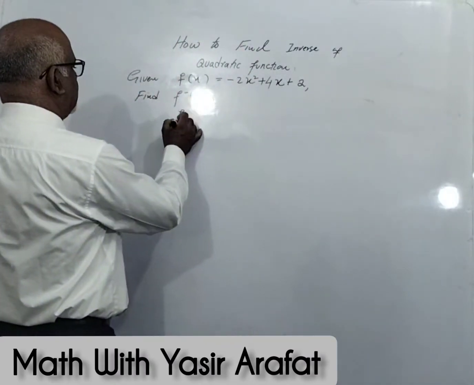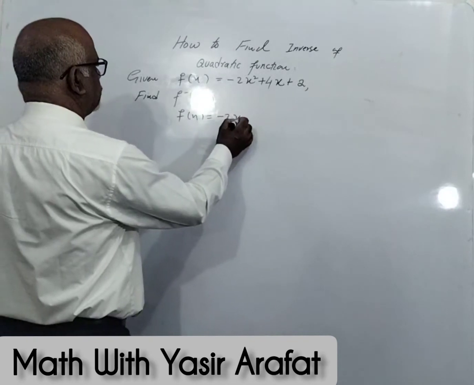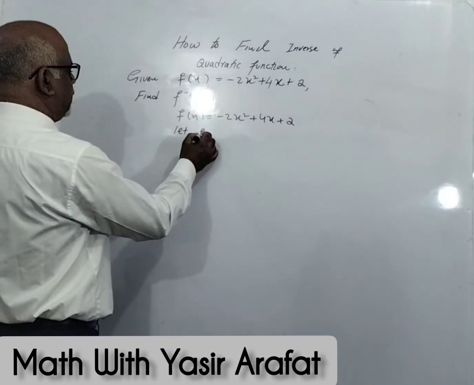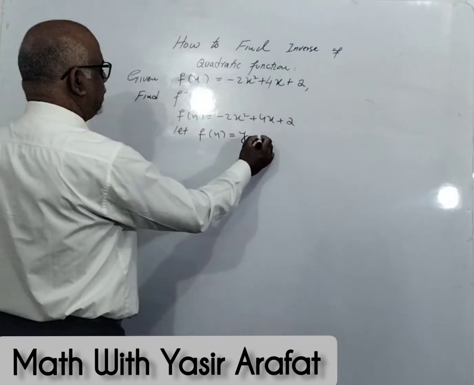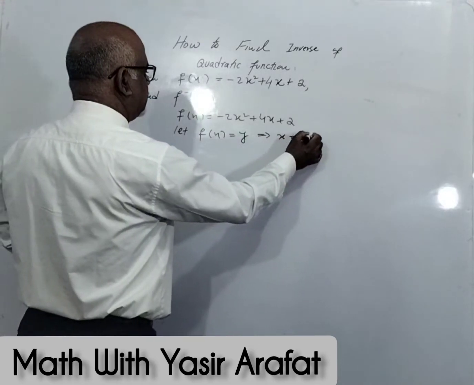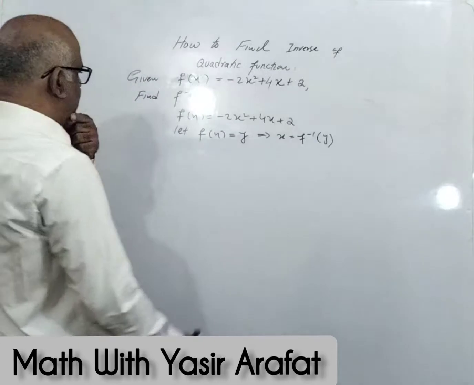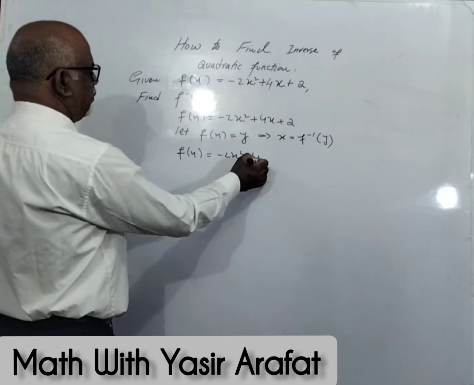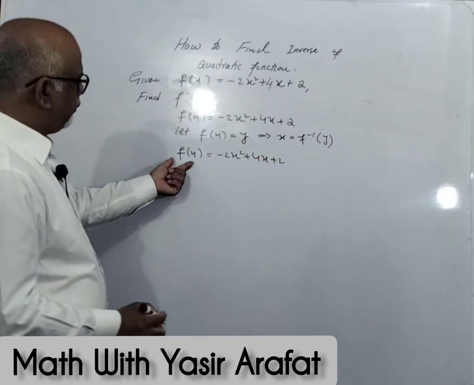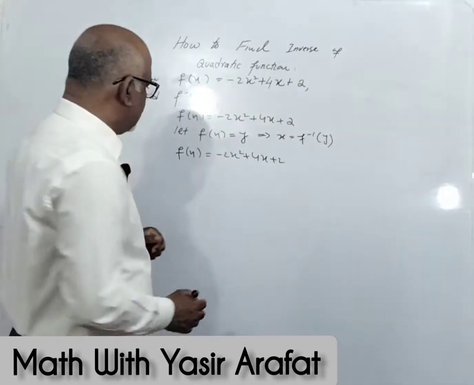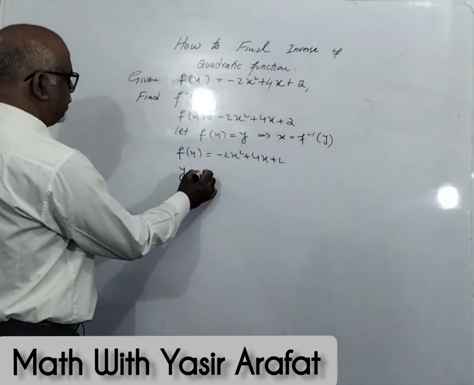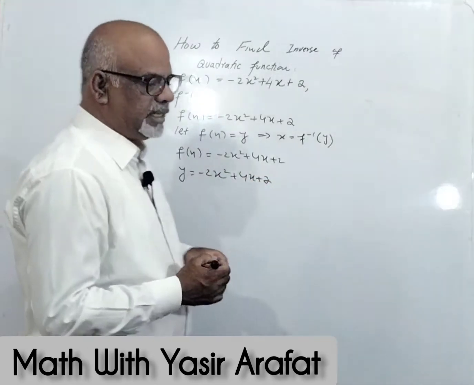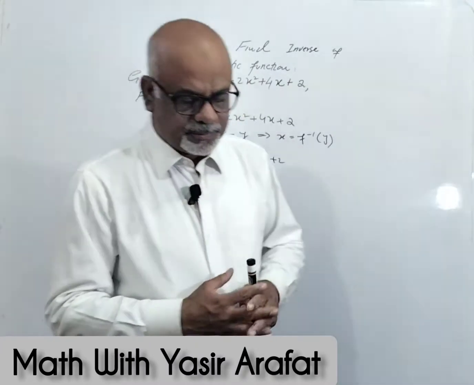So write down the question here: f of x is equal to minus 2x square plus 4x plus 2. Let's suppose that f of x is equal to y, and then x is equal to f inverse of y. So what is the value of f of x, which we have supposed is equal to y? We just have to put the value of y here. The next step is to separate the x.